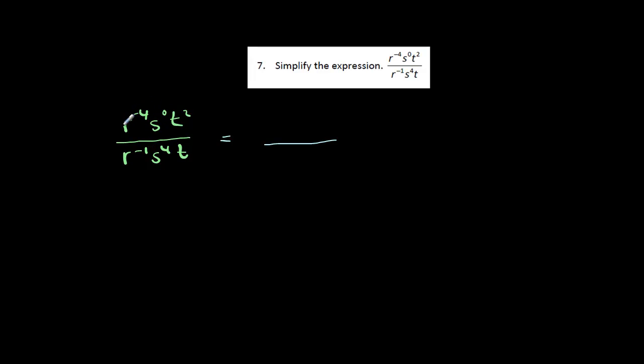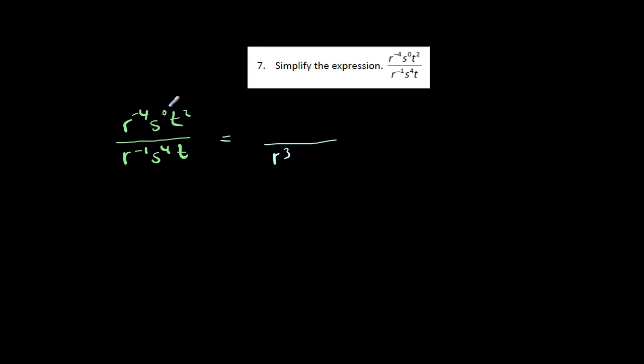I could move the r to the negative 4 down to make it r to the positive 4, and r to the positive 4 times r to the negative 1 would be an r cubed down here. I could also ask myself the question, where is the exponent larger? It's larger for the r on the bottom, in the denominator. How much larger is it? Negative 1 is 3 larger than negative 4, so you can write r cubed down here.